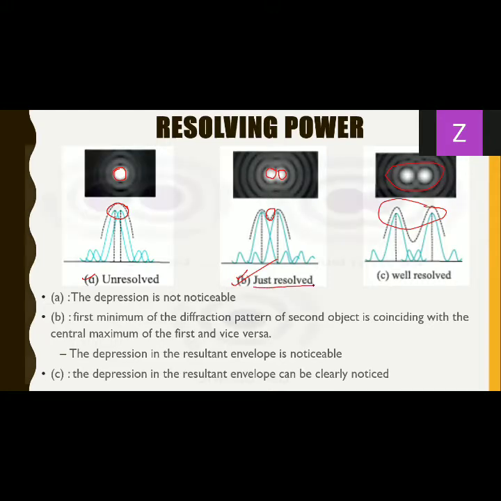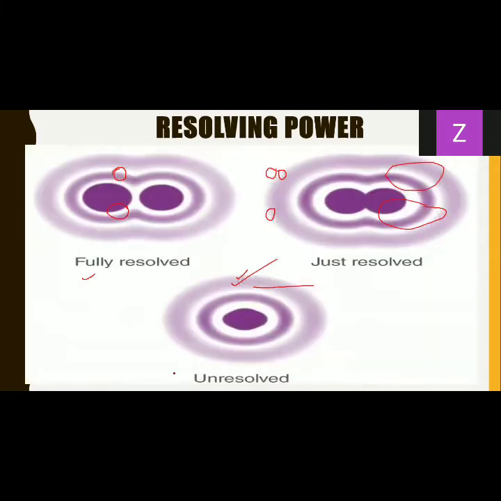So now let's apply Rayleigh's criteria for the different conditions, typically for different types of objects which we have. Now, this gives you again the idea about what exactly you mean by fully resolved or well resolved and unresolved. That two distinct objects are obviously visible distinctly, whereas here they are not visible distinctly.